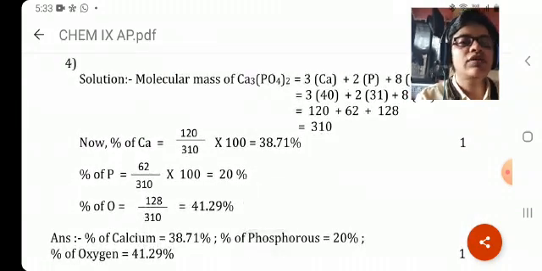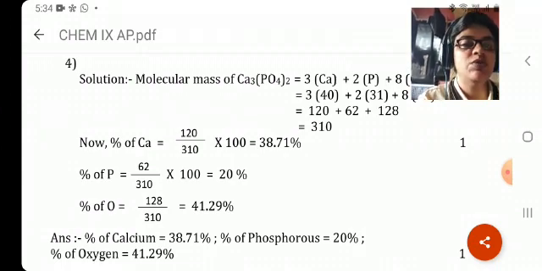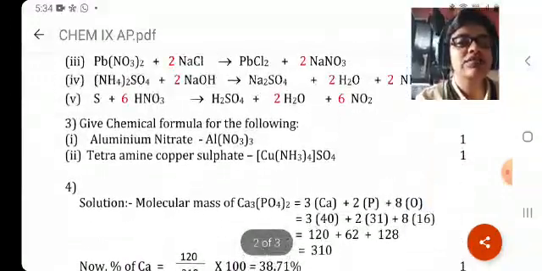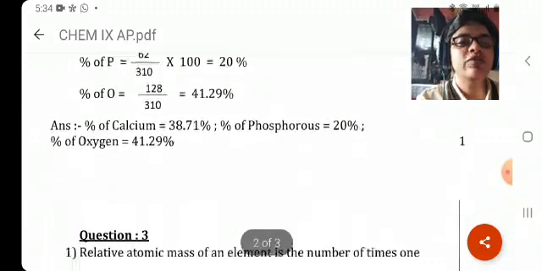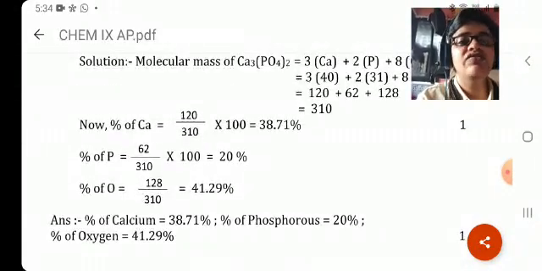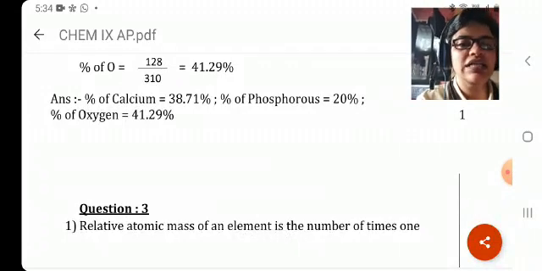Molecular mass of, in this case we were supposed to calculate the percentage. So first you need to calculate the molecular mass, then you have to calculate the percentage. Here we need to calculate percentage for all. Percentage for calcium, percentage for phosphorus, percentage for oxygen. So this was for 2 marks. In this case, guys, you will get 1 mark if you have written the molecular mass correctly, and then if you have calculated all the percentages correctly, you deserve another 1 mark. So that's how you will get 2 marks. Marking scheme is already given in the answer paper.